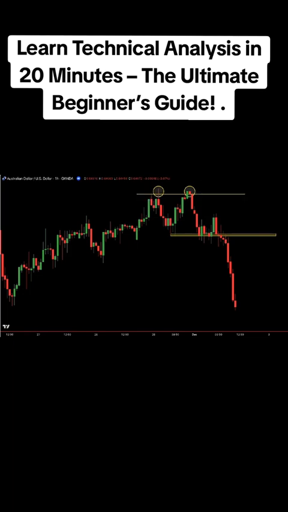A valid double top consists of three key parts. First peak: price moves up and hits a resistance level. Pull back: price drops slightly but then makes another attempt to go higher. Second peak: price reaches the same resistance level but fails to break through, showing weakness.